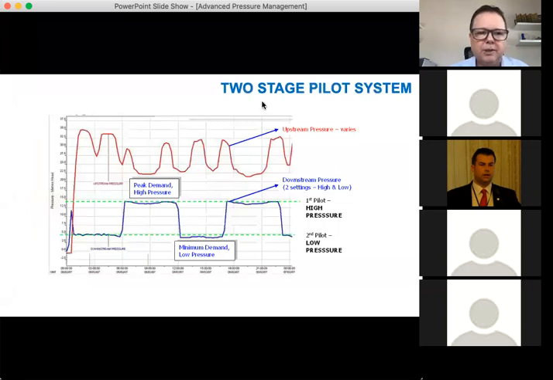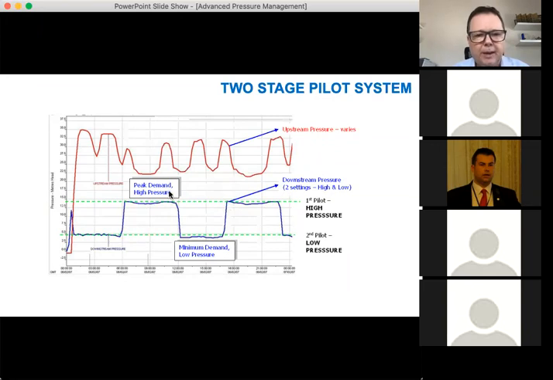And this is what it looks like. You can see the blue line at the bottom here is the downstream pressure of the PRV. So we have high pressure during the day, and then it drops to low pressure, and then it comes up to high pressure again. And we can use the timer to adjust the times when we want it to jump. So here we've got it at 6 o'clock in the morning. So it's going from low to high at 6 o'clock in the morning.